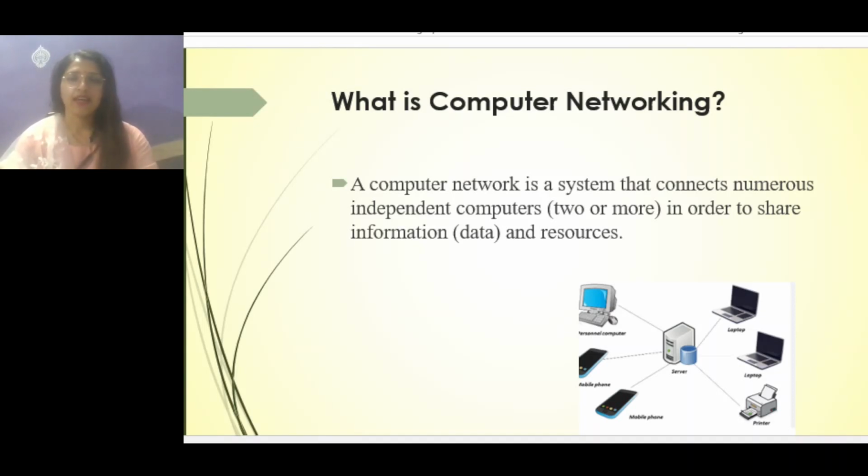So you can see that in a computer network, you connect various computers, okay? And all these computers will not be from the same manufacturer, and will not have the same operating system. So here we have independent systems. Independent systems have been connected to share information and resources.